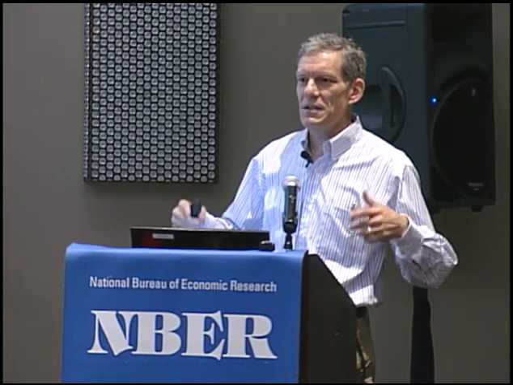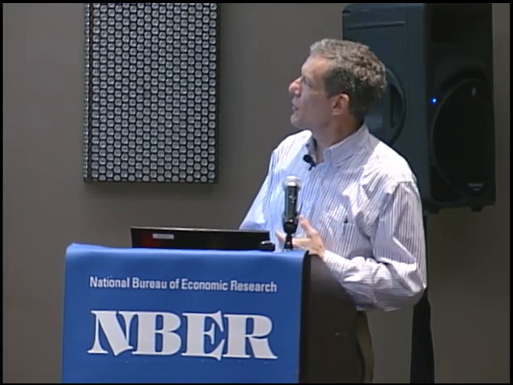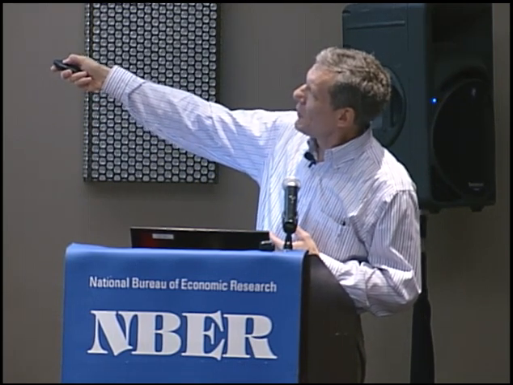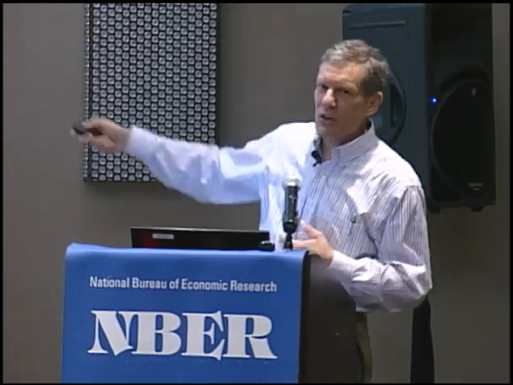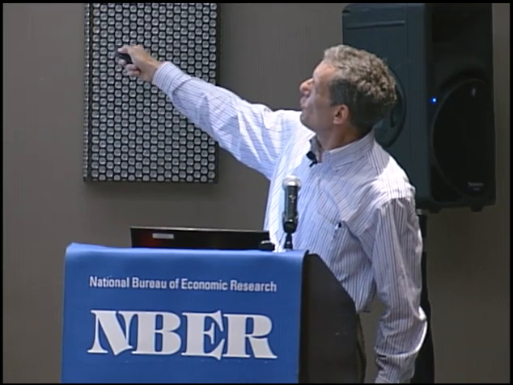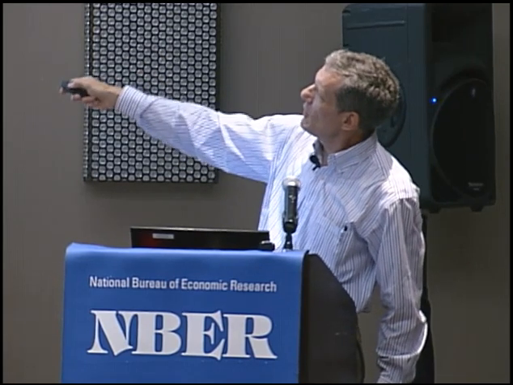So you just keep adding these up. As you go outwards, what do you end up with? The next level is going to give you D. You've got another D minus 1 connections for each of these people and so forth. As you go outwards, you end up with a sum of how many nodes you've reached at each level. If you go out L steps, then you've got this sum as how many nodes you've reached. For a reasonably large D, a good approximation for this is roughly D minus 1 to the L.